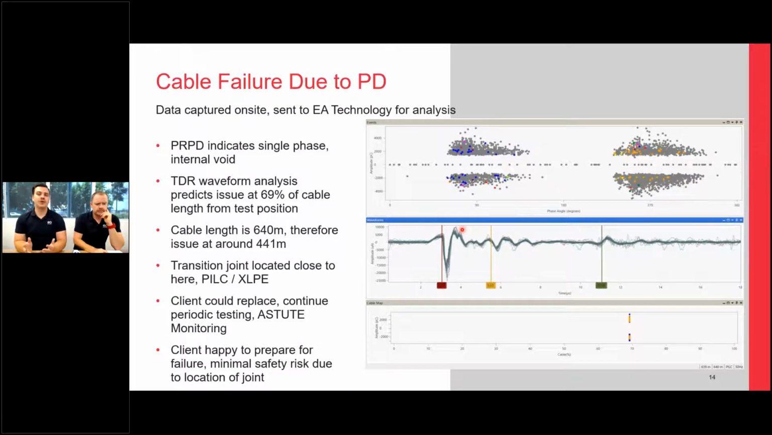So their other options were continue periodic testing, see if you can trend this PD source to see if it is increasing or changing in behavior, possibly giving you an indication that it is leading to failure. The third option was to install 24/7 monitoring.